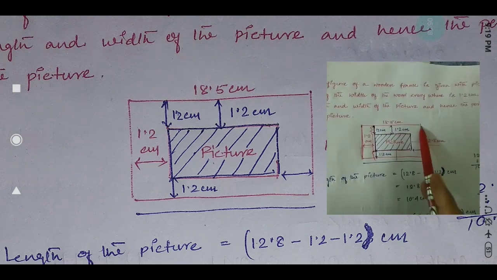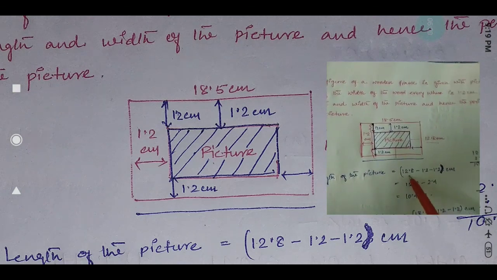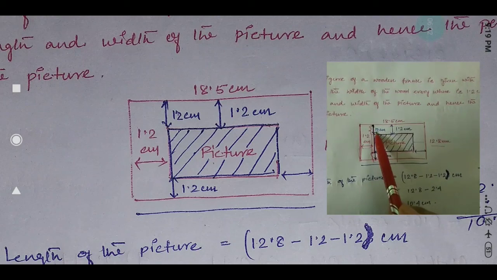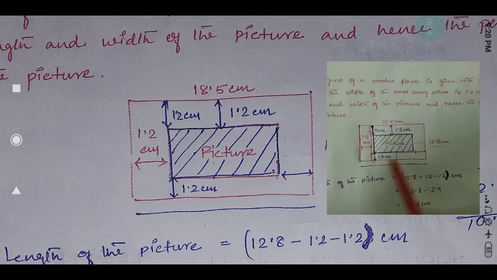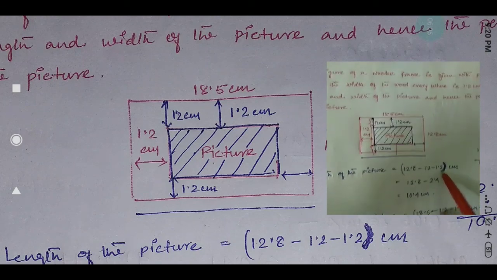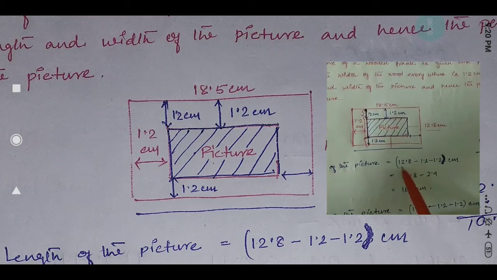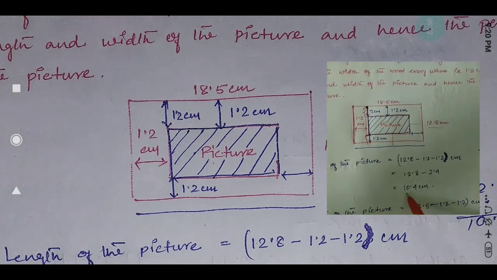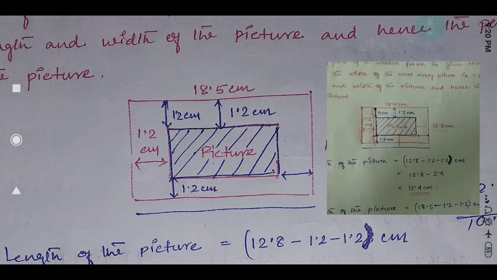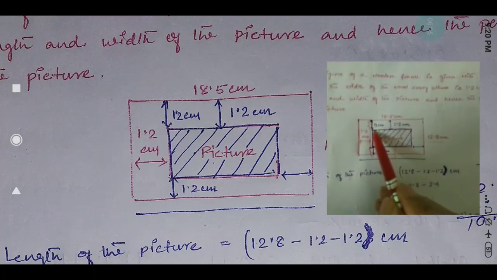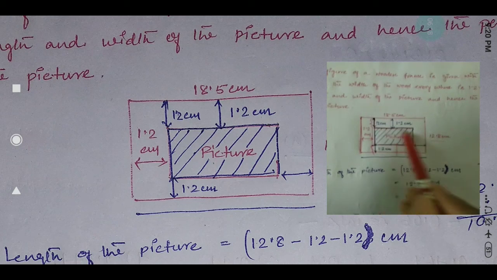The total length of the frame is 12.8. From that I have to subtract this one, 1.2, and again this one, 1.2. So 1.2 plus 1.2 is 2.4. 12.8 minus 2.4 is 10.4 centimeters. This will be your length. Similarly, you have to find the width. This one you have to find.